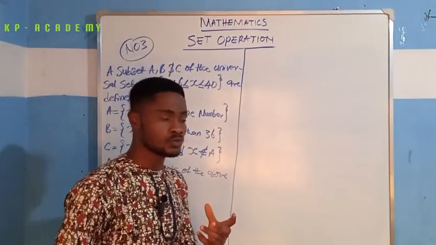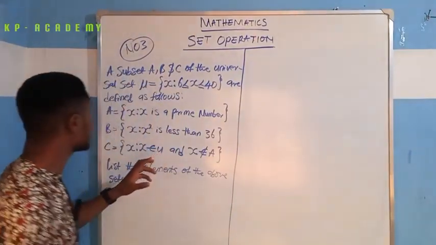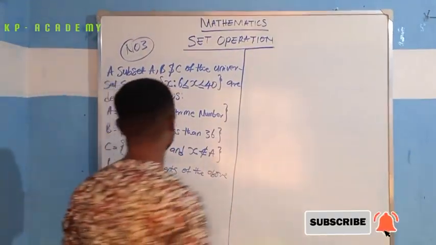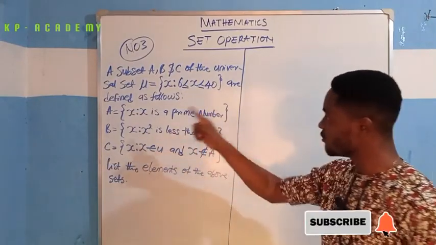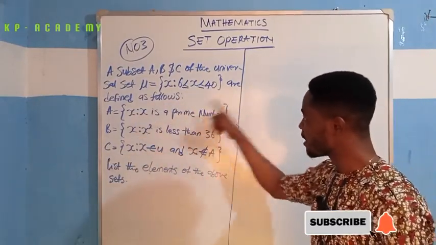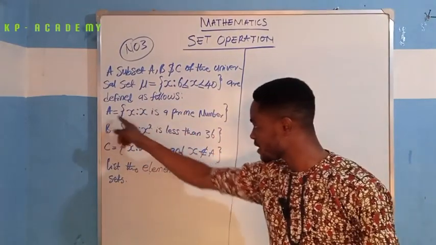Okay, welcome to question 3. All right. So this question 3 now, what does it say? It says that sets A, B, and C of the universal set U, which is this, are defined as follows. Set A, which is this.